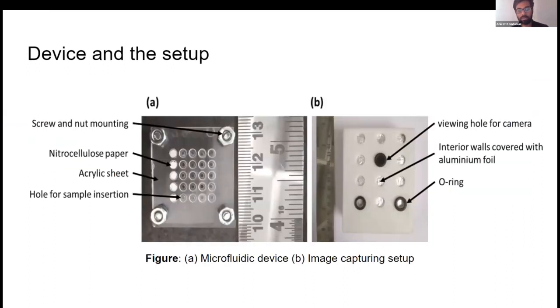So this is the microfluidic device that we constructed, and the white things that you see here are the discs which are inserted, which are coated with enzyme and luminol.